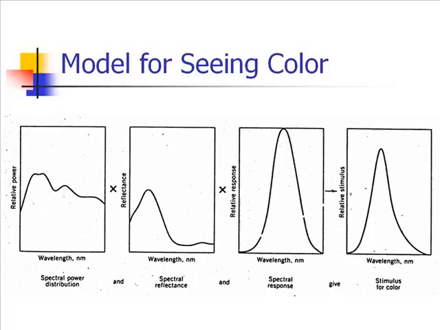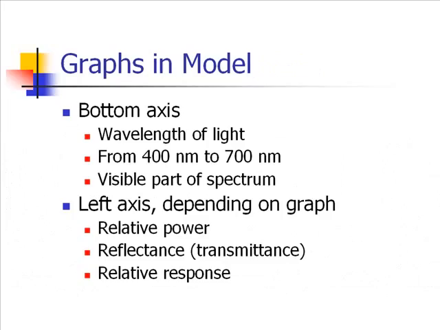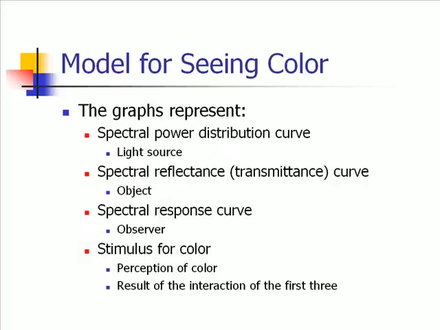So again, our bottom axis, wavelength of light from 400 to 700 nanometers, which is the visible part of the spectrum. The left axis, depending on the graph, shows our relative power, reflectance, or it could be transmittance if we have a transparent object. Mainly we talk about reflectance. And then the third one is the relative response, in that case our eye's response. When we get into using instruments, we'll use the instrument response. The graph represents spectral power distribution associated with the light source. The spectral reflectance curve is the object we're looking at, and the response curve is the observer.